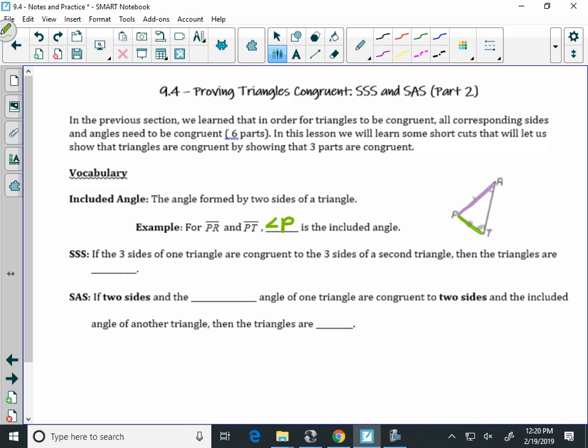So, SSS stands for side, side, side. That is, if three sides of one triangle are congruent to three sides of another triangle, then those triangles are automatically congruent. So rather than having to show all the sides and all the angles, you just have to show that all the sides are the same. And if they are, then those triangles are congruent.